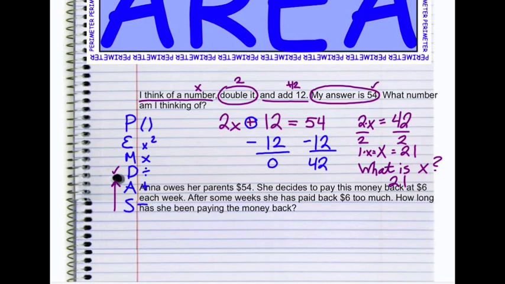Now, you can definitely check your answer in these types of problems, because when I go back and look at my original equation, I could think to myself, if x was 21, is 2 times 21 plus 12 equal to 54? Well, 2 times 21 is 42, plus 12 is 54, so that is correct. So I know definitely that I have the right answer.